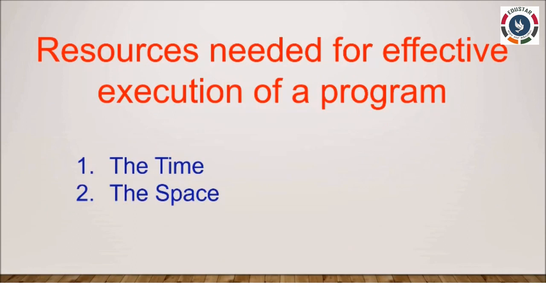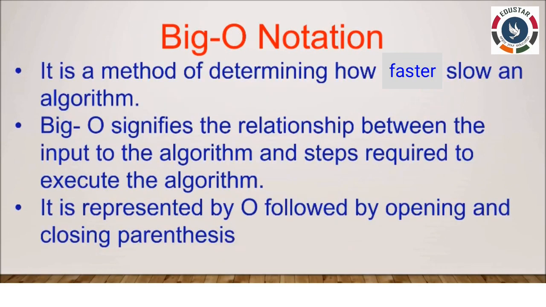So now we are going to talk about Big O notation, and it is used to describe an algorithm's growth rate. It means it is basically a method of determining how fast or how slow an algorithm is. It means when we are analyzing an algorithm, we should know whether it is fast or slow. This can be done through Big O notation. So Big O notation is sometimes called the asymptotic notation.